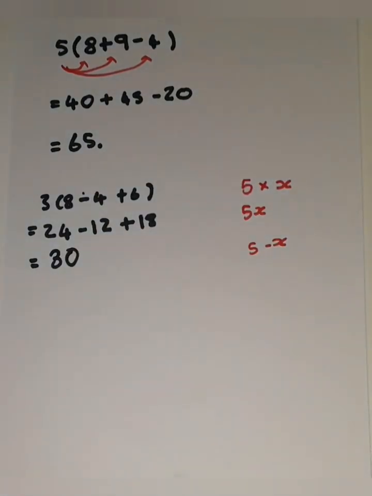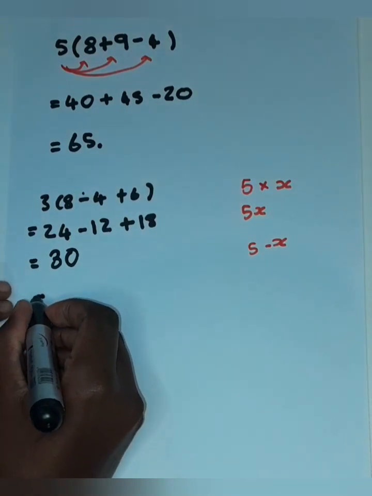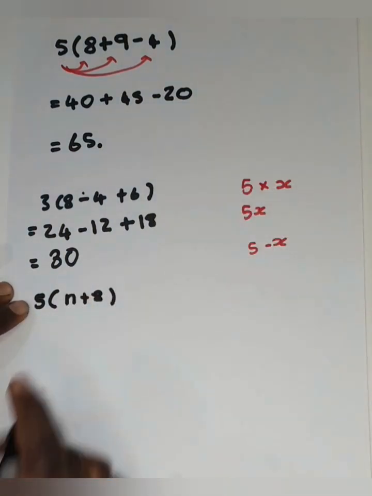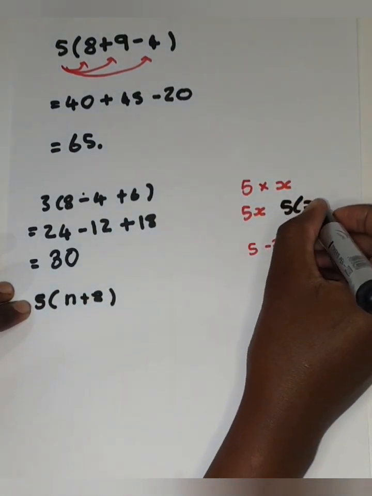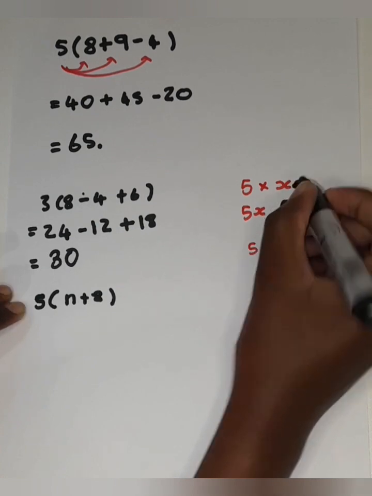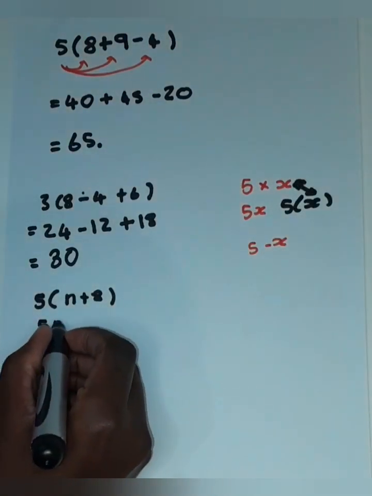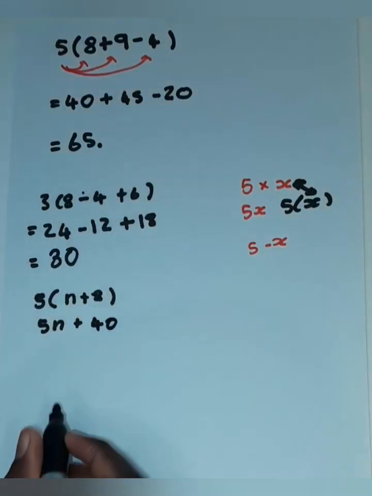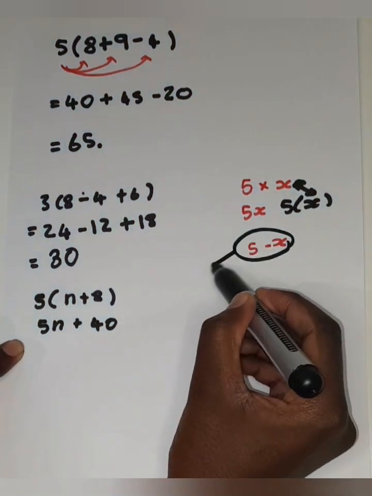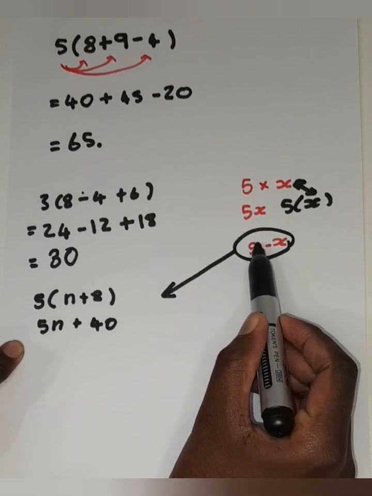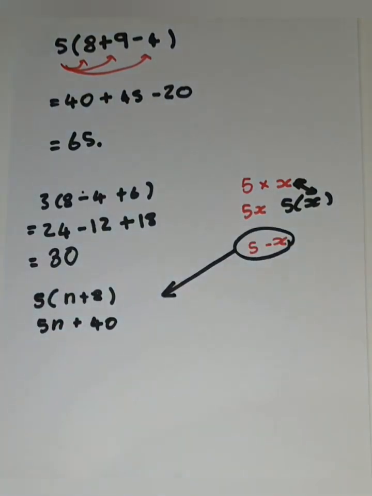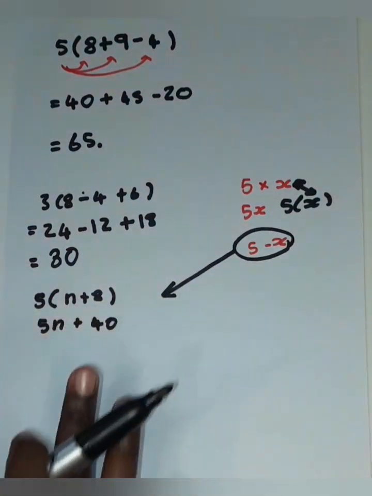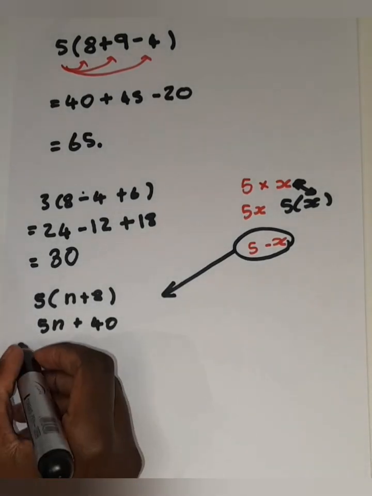Let's say you have been given something like 5 times n plus 8. Here you can multiply them. It's the same thing, guys. So it's going to be 5n plus 8 times 5, which is 40. You cannot do 5 minus x, it's done. Here, 5n plus 40, they are not like terms, so you cannot do anything to them. They are done.